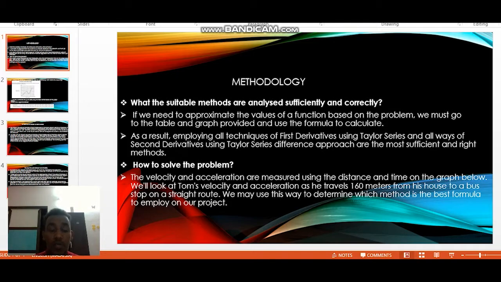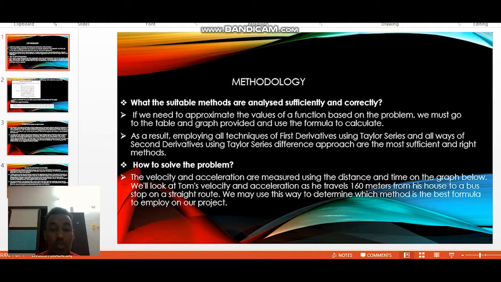My name is Mahad Abdirahman Ahmed, matric number B190022. I'm from Group 6. Today I'm going to present the methodology of our assignment. The first question we're going to answer is what is the suitable method to analyze it sufficiently and correctly. If we need to approximate the values of the function based on the problem, we must go to the table and graph provided and use the formula to calculate.